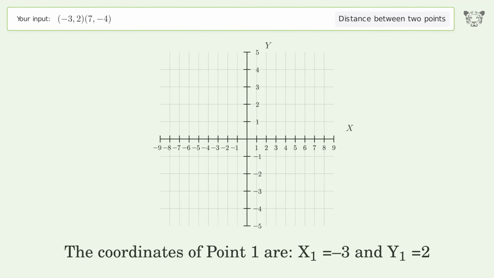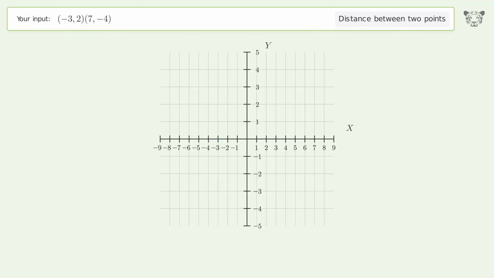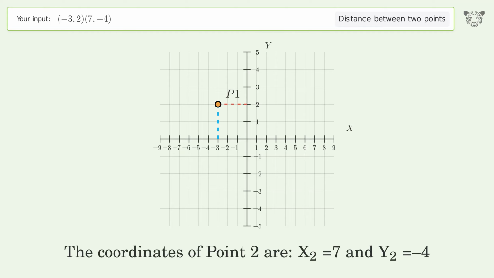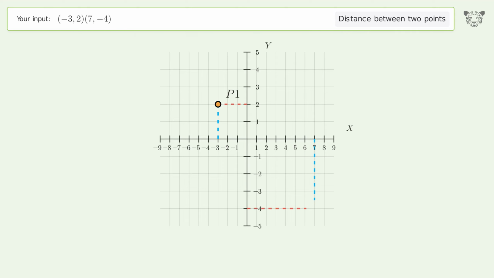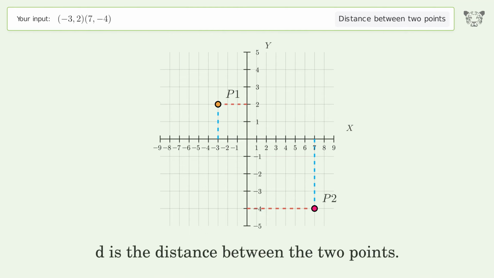The coordinates of point 1 are x1 equals -3 and y1 equals 2. The coordinates of point 2 are x2 equals 7 and y2 equals -4. D is the distance between the 2 points.